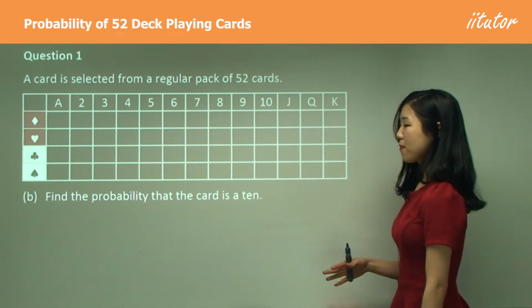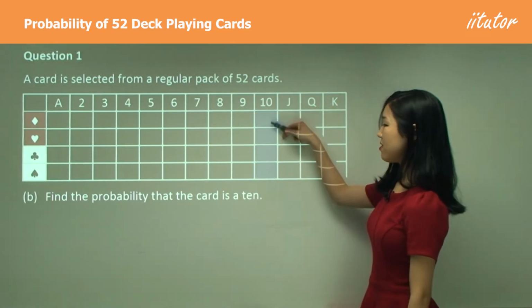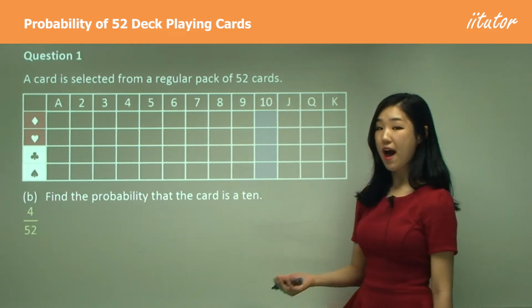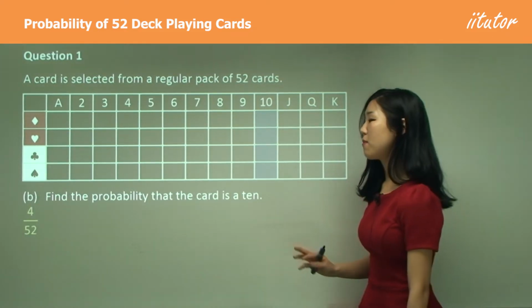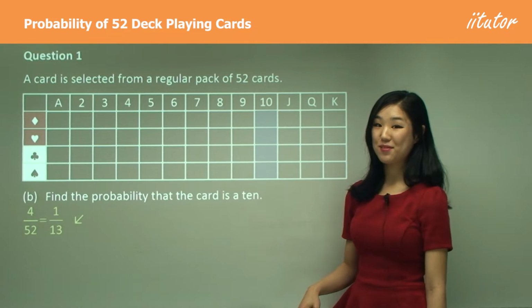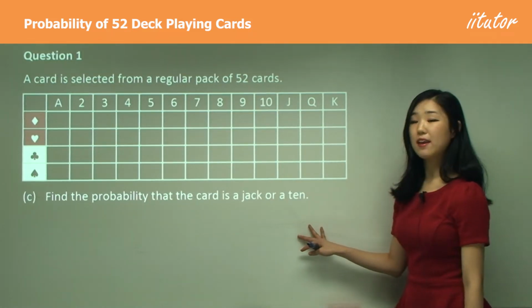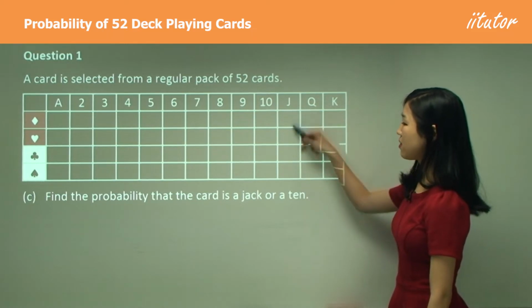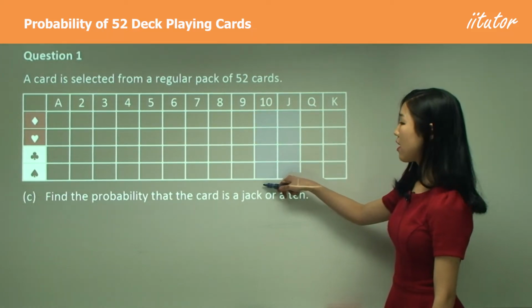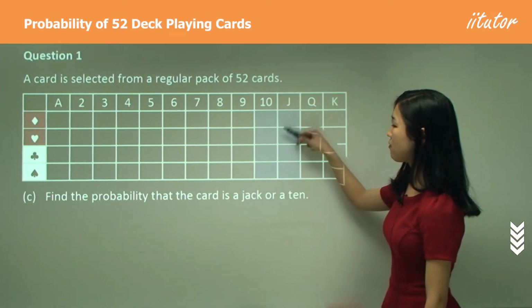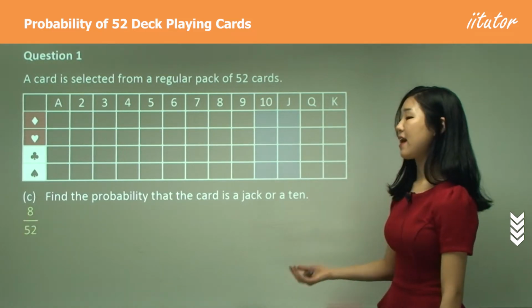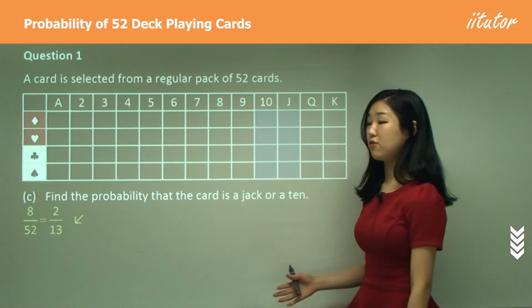B, find the probability that the card is a 10. These are the 10. There's only 4 out of 52 that make 10. The probability simplified is 1 over 13. C, we want to find the probability that the card is a Jack or a 10. Jack or a 10 is going to be this and this. So how many in there? 1, 2, 3, 4, 5, 6, 7, 8. So it's simply 8 out of 52, which is simplified to 2 on 13.